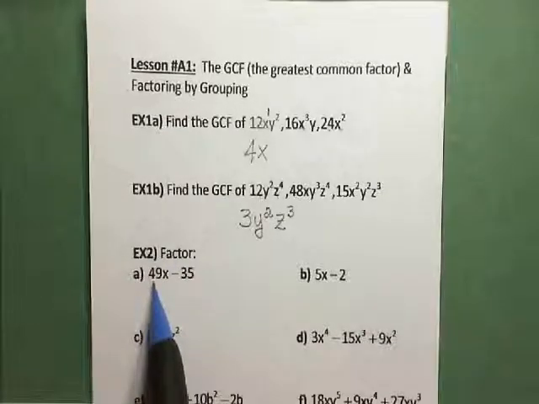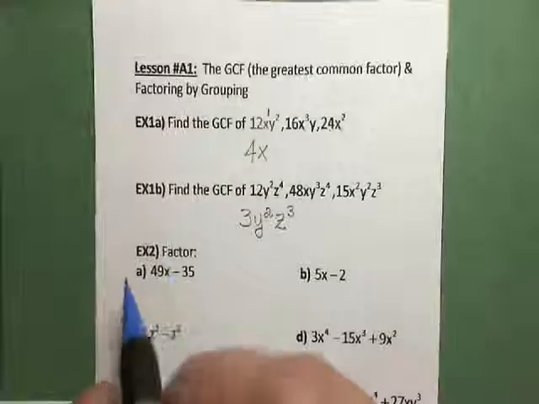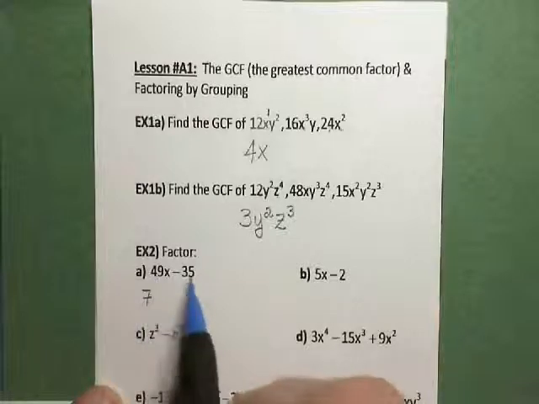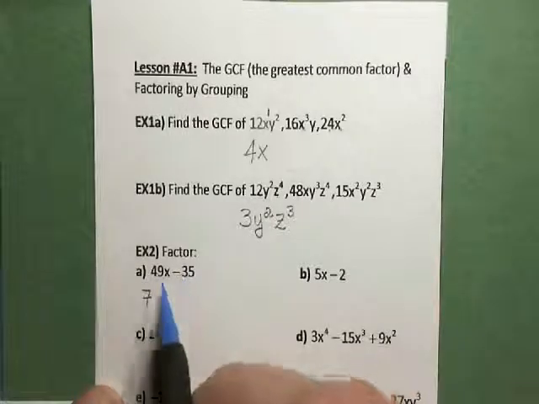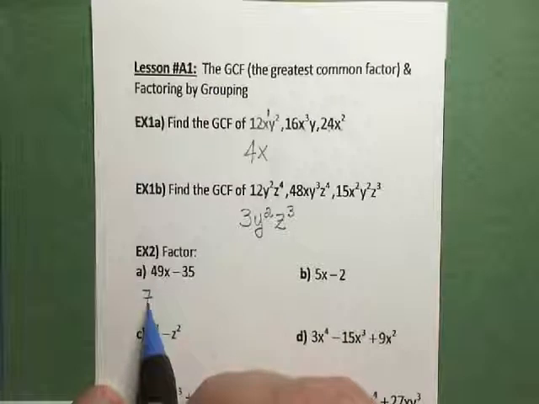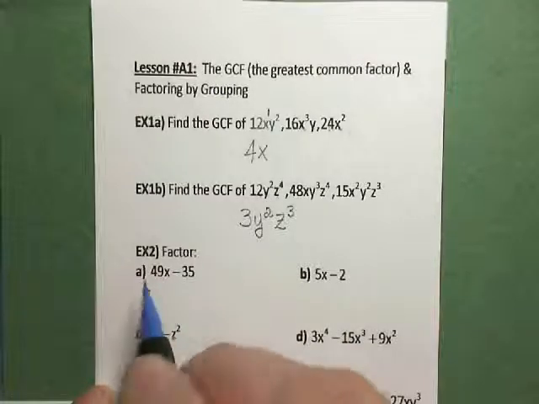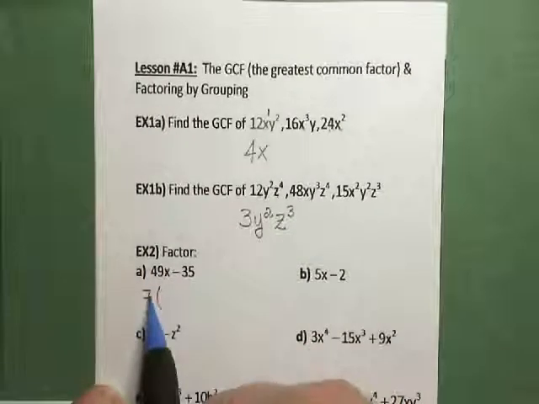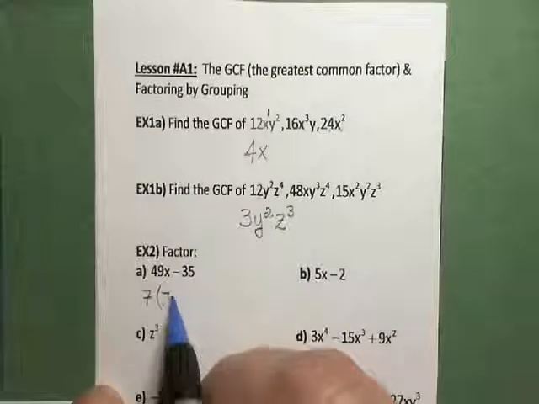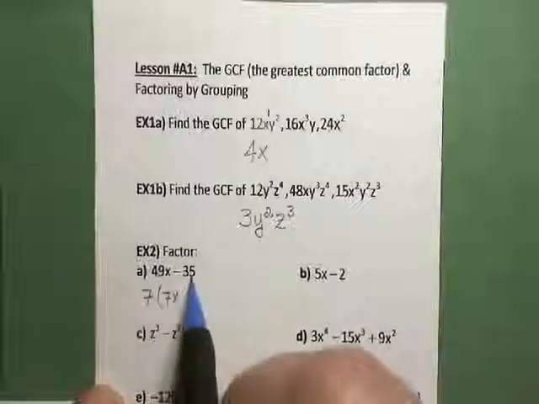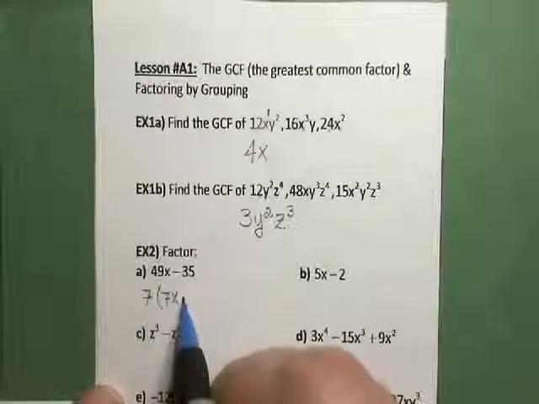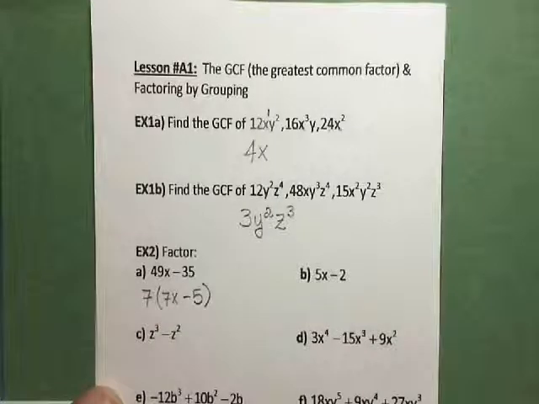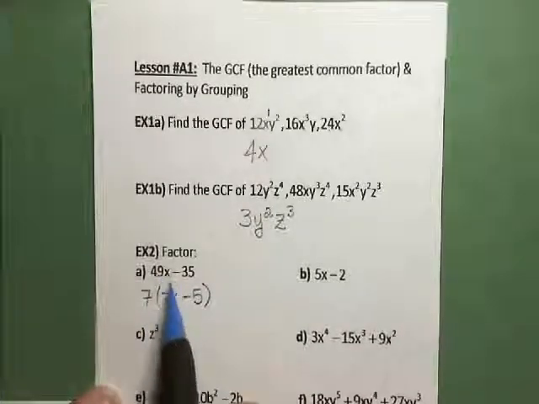Ask yourself, what is the biggest number that goes into 49 and 35? And the answer is 7. Can I factor out an x? Well, x does not occur in both of them, so I cannot factor out an x. The only thing I can factor is a 7. Once you decide what you can factor, go ahead and open parentheses. And now start dividing. 49x divided by 7 is 7x. Negative 35 divided by 7 is negative 5. And so we're able to factor a 7 out of this binomial.